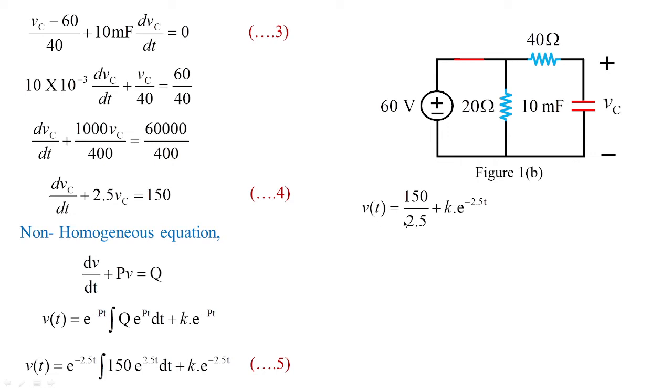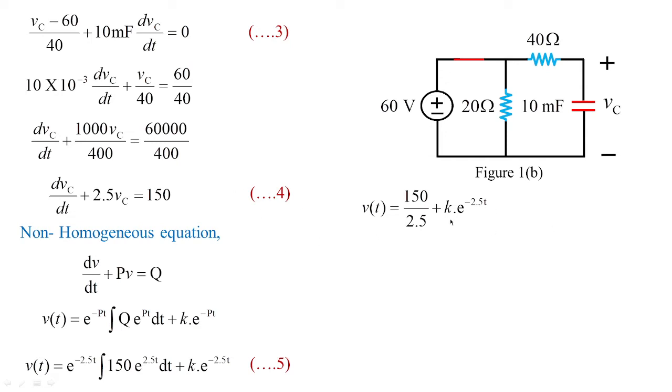Now for the solution we have to simplify equation 5. You can see 150 I can take outside, and integration of e to the power of 2.5t is e to the power of 2.5t divided by 2.5. So this is a normal integration. You can look into the basics. On the outside we have e to the power of minus 2.5t, and integration of e to the power of 2.5t is e to the power of 2.5t. Both will cancel out, but in the denominator we'll be having 2.5, and already 150 is outside. So 150 divided by 2.5 plus k times e to the power of minus 2.5t. So this is the solution for equation 4.